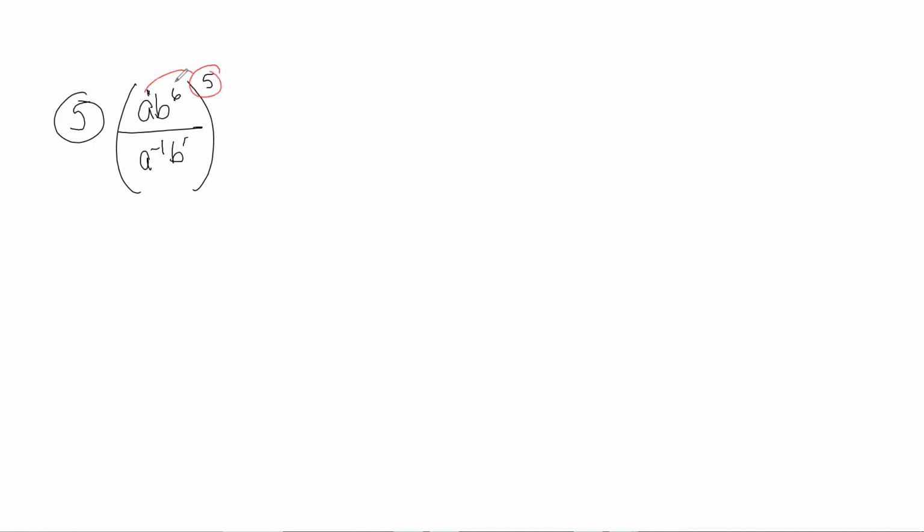I'm going to bring in my exponent of 5 first. So that has me with an a to the 5th, b to the 30th, a to the negative 5th, b to the 5th. Okay, now again, I do not like negative exponents, so I'm going to move this to the top. So I have an a to the 5th and I have another a to the 5th. I still have that b to the 30th on the top, and I still have my b to the 5th on the bottom. Now I can go and combine things.